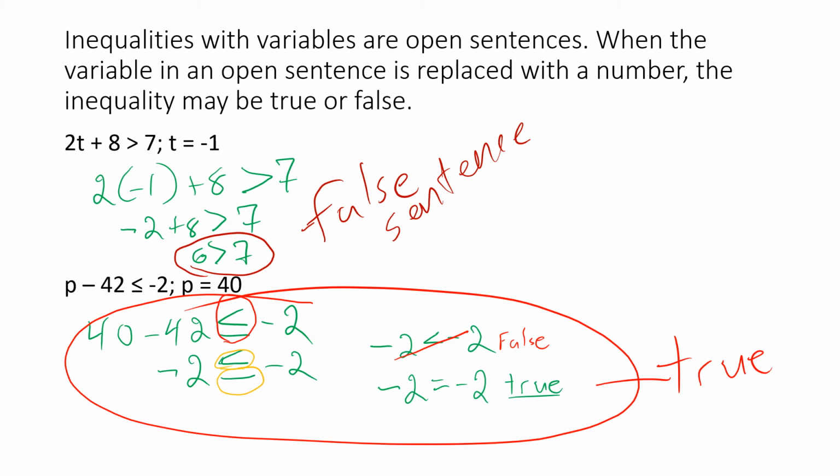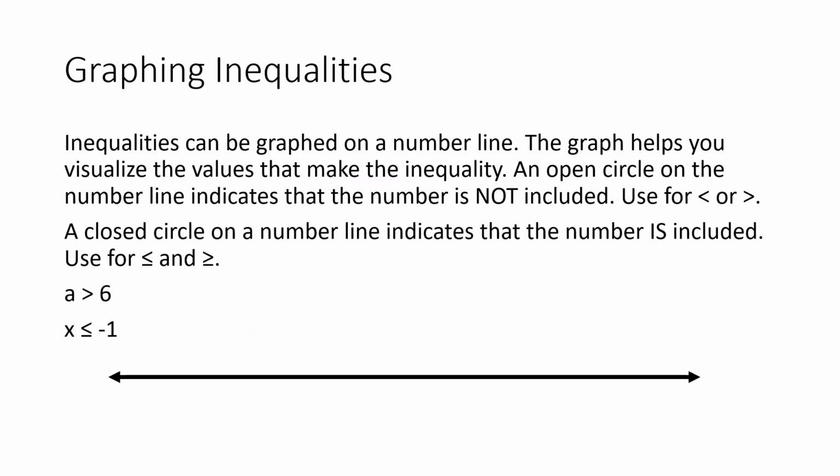Why is this a big deal, right? Or how is another way we can understand this? Well, we can use a number line to help us understand the differences here. And we can graph inequalities on a number line. When we do this, this helps us visualize the values that make the inequality true or false. We use an open circle. This is very important. We use an open circle to indicate that the number is not included, right? And we use that for greater than or less than.